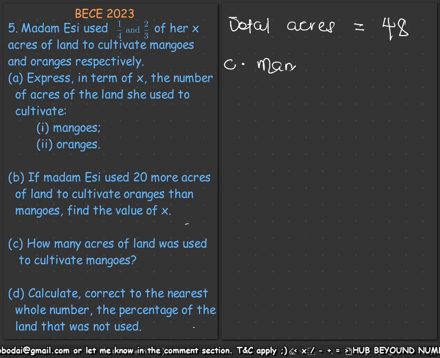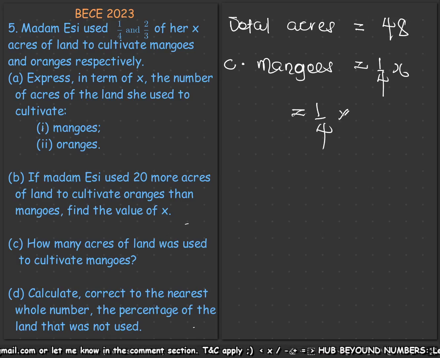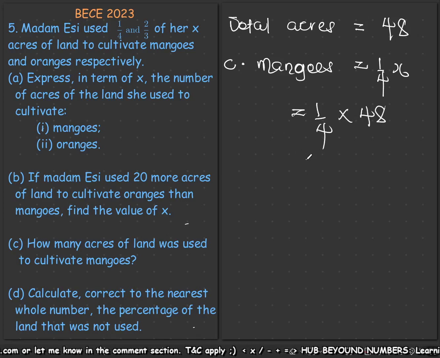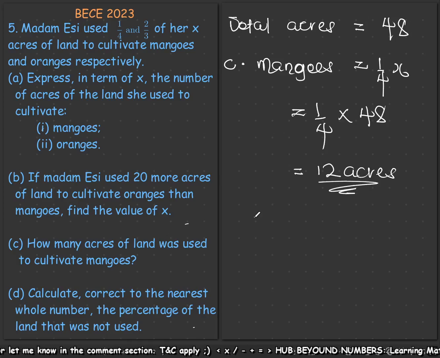So mangoes, which we knew was 1/4 of x, would now become 1/4 of 48. And 1/4 of 48 gives us 12. So we have 12 acres, as simple as that. So therefore, she used 12 acres to cultivate mangoes.